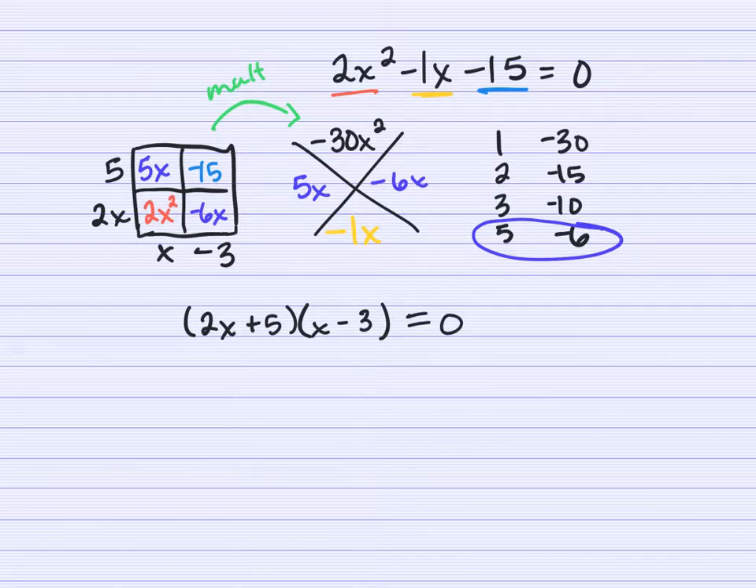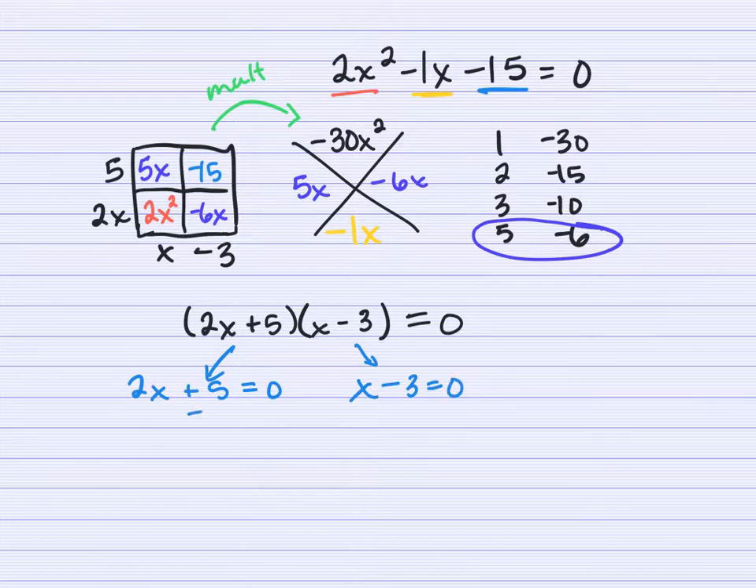So now I'm using the zero product property, and what the zero product property tells me is if I'm multiplying two factors, so this is one factor, this is the other factor, to equal 0, then one or both of those has to equal 0. So what I'm going to do is take each one and set it equal to 0. 2x plus 5 equals 0, and x minus 3 equals 0. And then I just solve them separately.